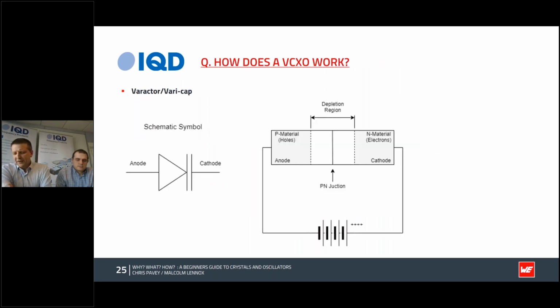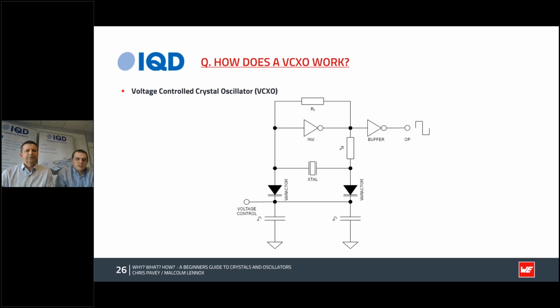So you mentioned voltage controlled crystal oscillators. How does the voltage affect them? A voltage controlled crystal oscillator uses varactors or varicaps to slightly change the value of the load capacitance proportionately dependent on the applied control voltage. This results in a change in the output frequency of the oscillator, typically plus or minus 50 parts per million to plus or minus 150 parts per million across the input control voltage range.